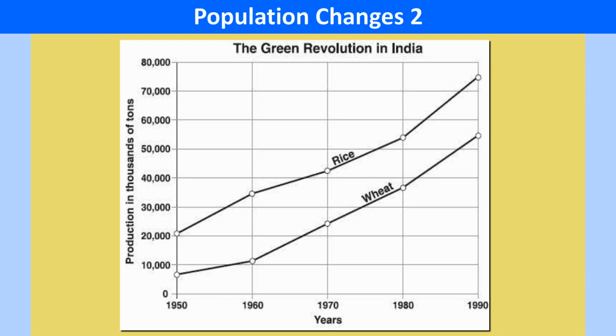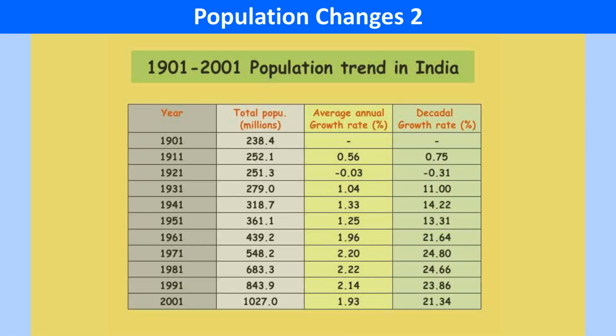The Green Revolution accelerated economic growth, and together with better health and medical care, our population doubled between 1951 and 1981 to 683 million. The growth rate was 2.2% per annum. Since 1981, though the population has been increasing, the rate of growth has declined to 1.93% per annum in 2001. With over a billion people, the birth rate in India today is 25, while the death rate is 8. This is due to efforts being made to reduce the birth rate.